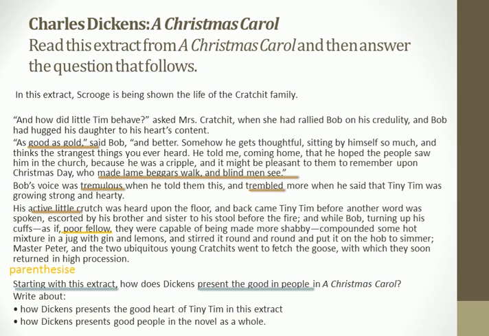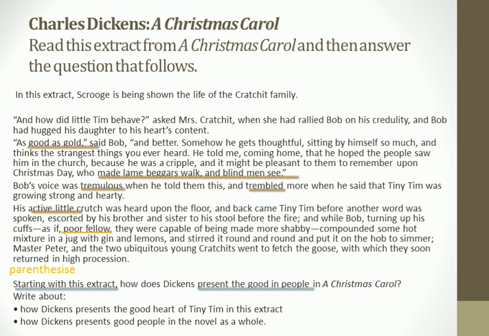We have there as well this reference here to Bob. There's a sense here of the narrator, which could be Dickens's voice, this omniscient narrator talking to us to describe this scene, describes Bob turning up his cuffs as if, poor fellow, they were capable of being made more shabby. So that parenthetical remark, if you like, is put in there, again designed to make us feel sorry for this good man, this caring father.